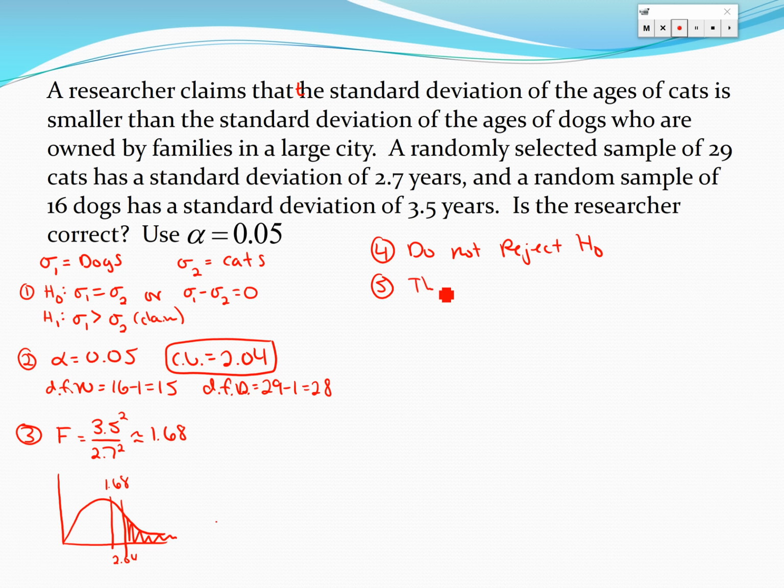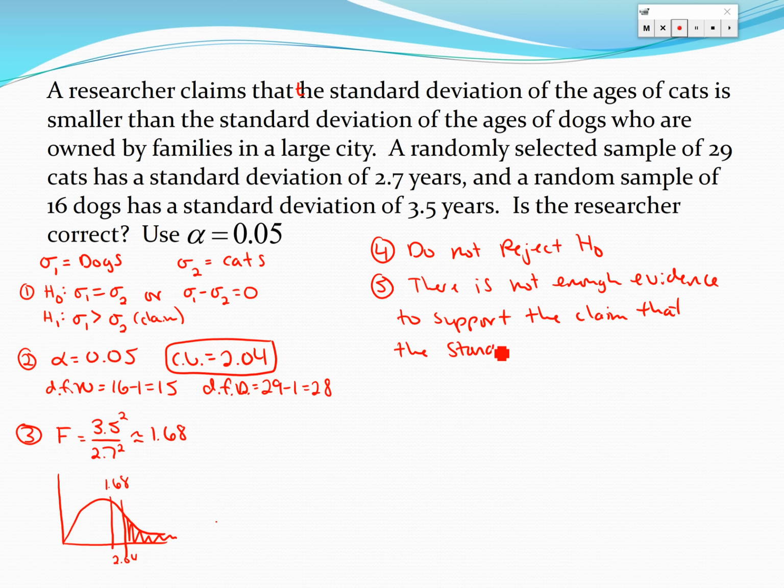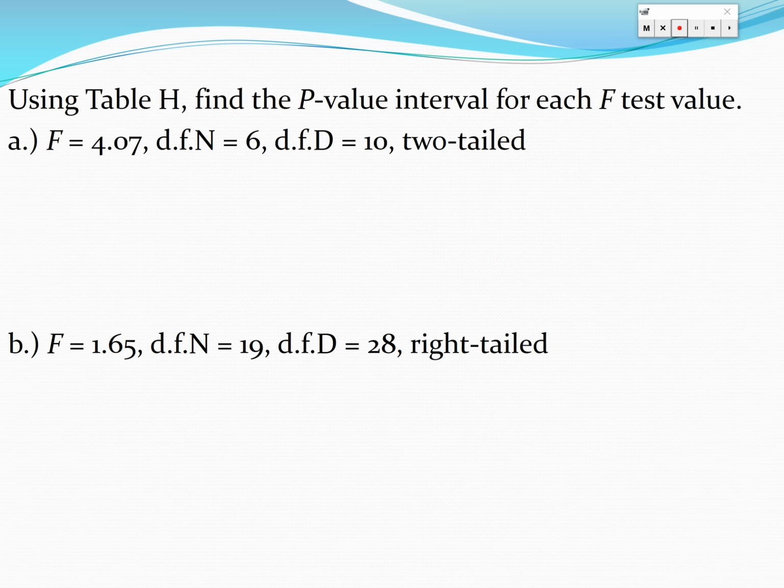So again, there's not enough evidence to support the claim that the standard deviation of the ages of cats is smaller than that of dogs, or something along those lines.